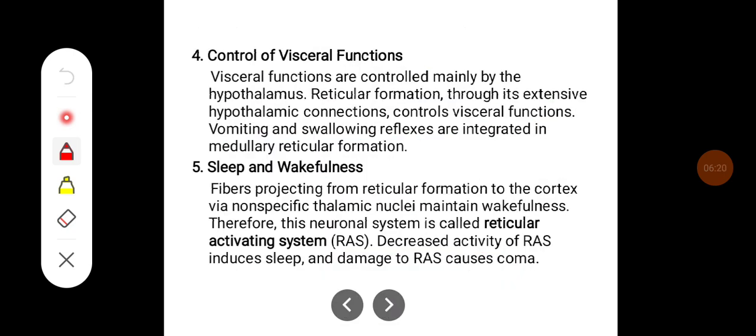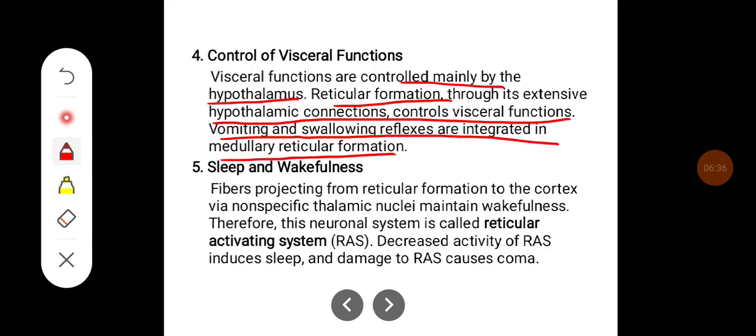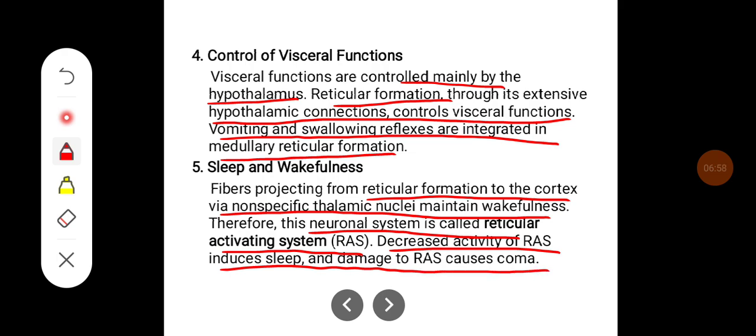Control of visceral functions. Visceral functions are controlled mainly by the hypothalamus. The reticular formation, through its extensive hypothalamic connections, controls the visceral functions. Vomiting and swallowing reflexes are integrated in the medullary reticular formation. Sleep and wakefulness. Fibers projecting from the reticular formation to the cortex via nonspecific thalamic nuclei maintain wakefulness. Therefore, this neuronal system is called the reticular activating system, that is RAS. The decreased activity of the RAS induces sleep and damage to the RAS causes coma.